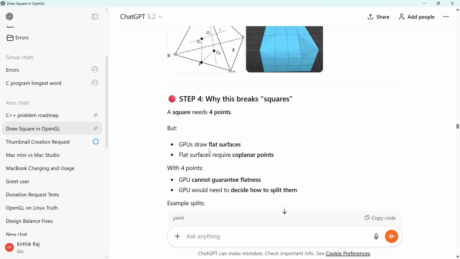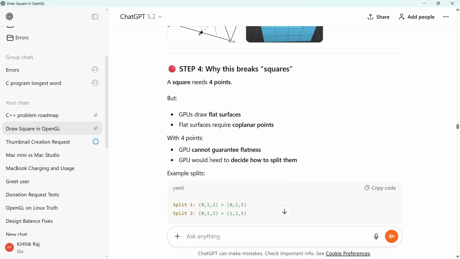Why does this break? The square needs 4 points, but the GPU wants a flat surface, and a flat surface requires coplanar points. With the 4 points, the GPU cannot guarantee flatness. The GPU would need to decide how to split them.